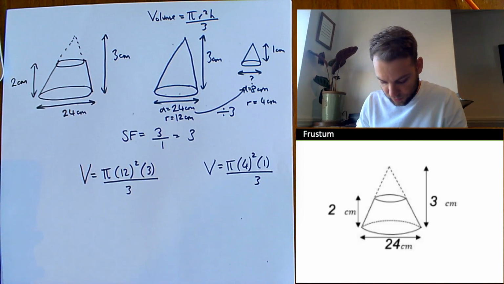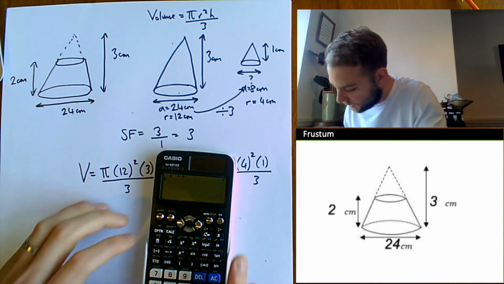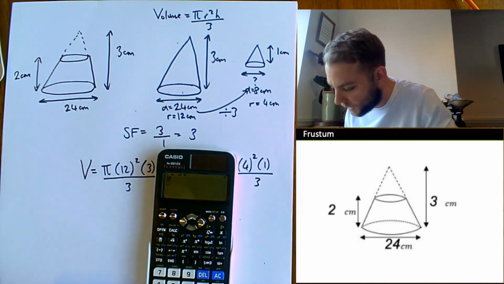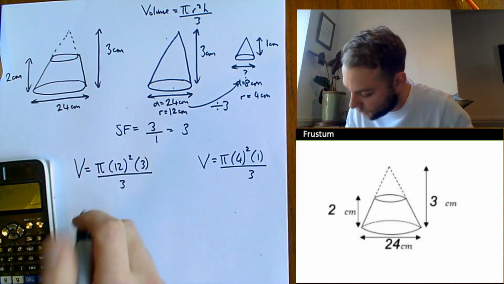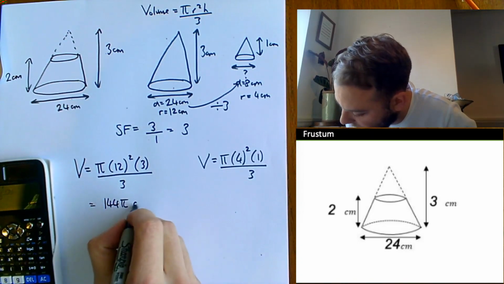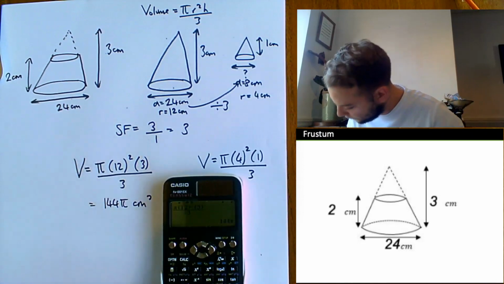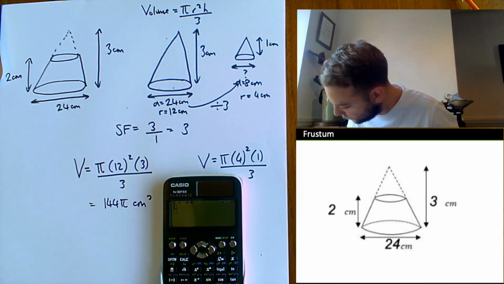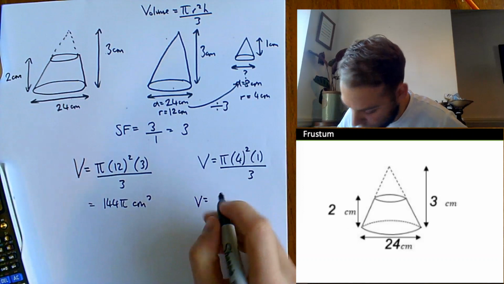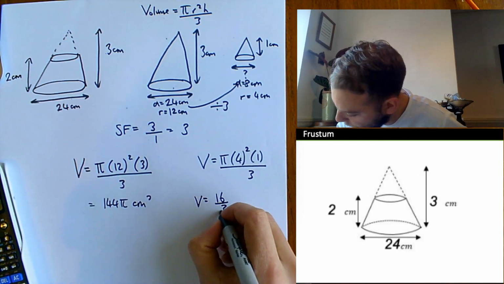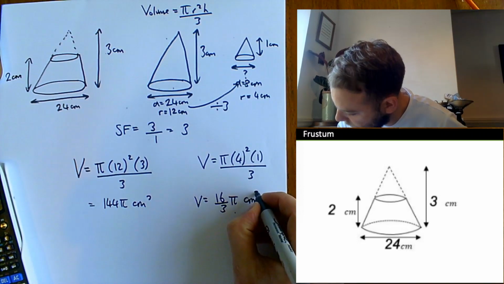Let's put these in our calculator. You don't have to use a calculator again. So just so you can see, fraction button first, shift pi times by 12 squared times by 3, all divided by 3, is equal to 144 pi centimeters cubed. For this one here, fraction button, shift pi times by 4 squared times by 1 divided by 3 is equal to, the volume is equal to 16 over 3 pi centimeters cubed.